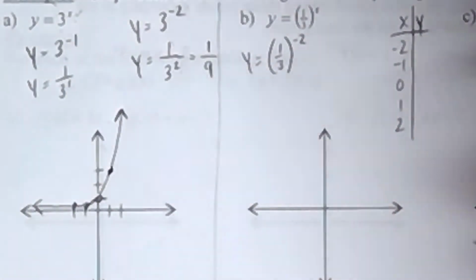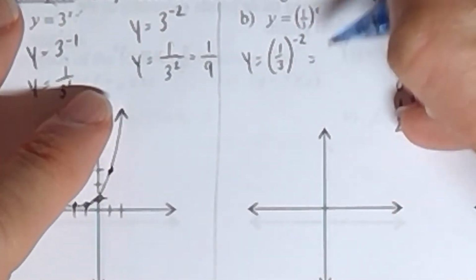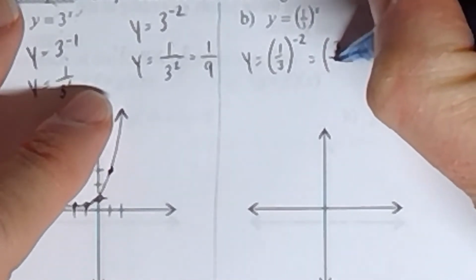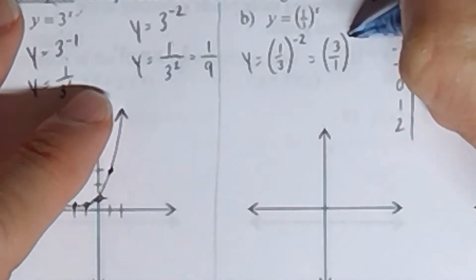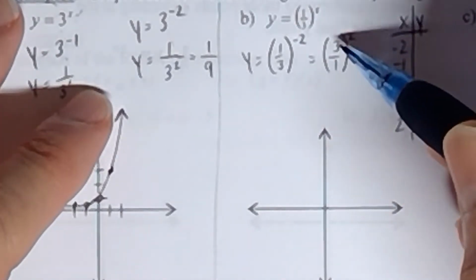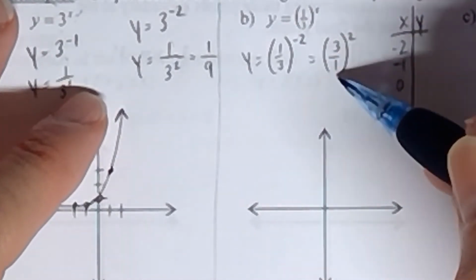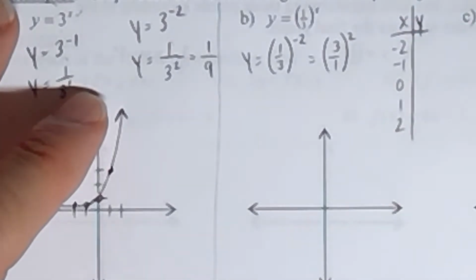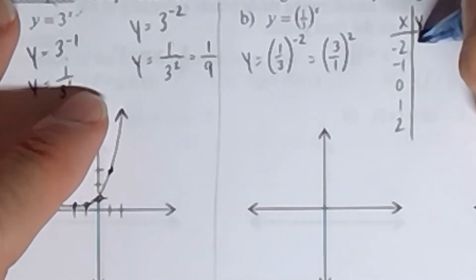And so that's going to make this a lot easier to figure out, because this would then become 3 over 1 on the inside, and then this now becomes a positive 2. And we know that this is 3 squared, isn't it? Because 3 over 1 is 3. And so that's going to be 9.